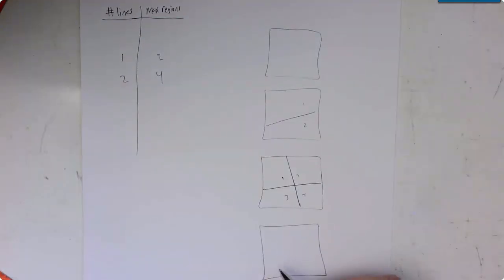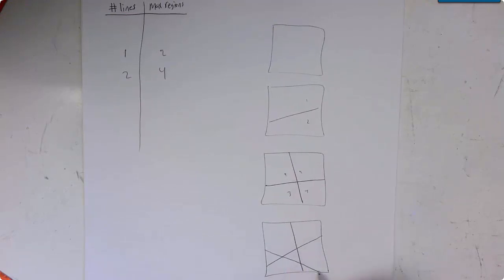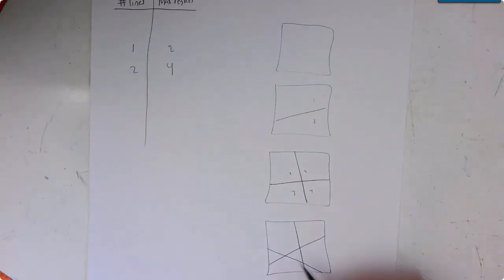For 3 lines, it's a little less clear. A lot of people made a 3rd line that goes through this intersection point, and they got 6 regions. But then one person suggested making a triangle in the middle, and here we've got 1, 2, 3, 4, 5, 6, 7 regions.